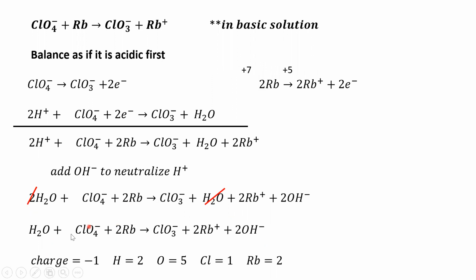And again, it's balanced. We've got a -1 charge here. We've got -2 and -1 that gives us -3 plus +2 that gives us a -1 on this side. 2 hydrogens, 2 hydrogens here, 1 chlorine, 1 chlorine, 4 oxygens. There are 3 here. Sorry. Oh, sorry, 5. 4 plus 1. There's 5 oxygens here. 4 plus 2. There's 5 oxygens here. 2 rubidium, 2 rubidium. So we have a balanced equation.